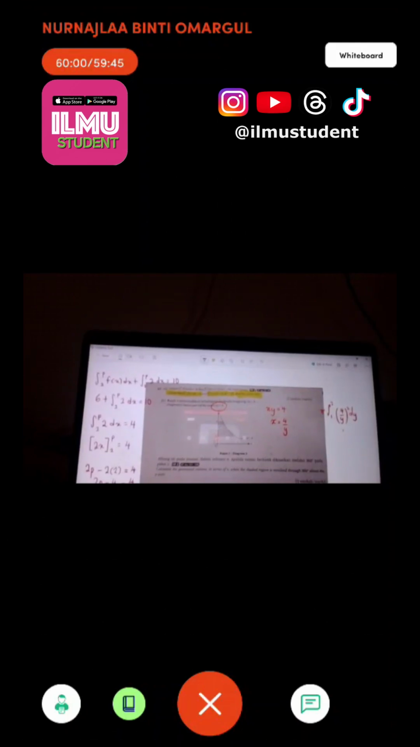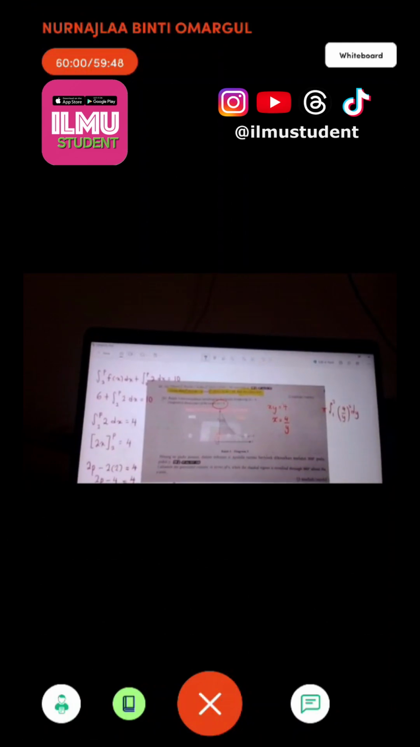So integration 3, 1. Pi outside there. X squared is 4 over y squared, and then dy. So it will become 16 over y squared. Okay, integration.